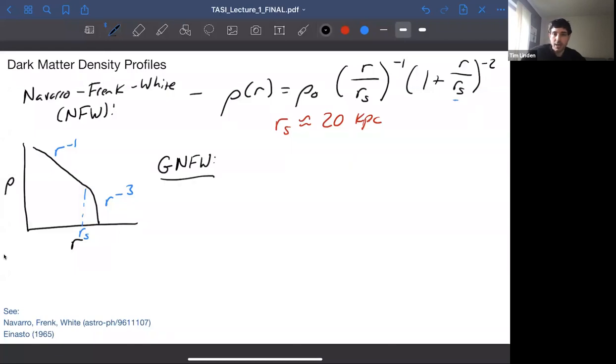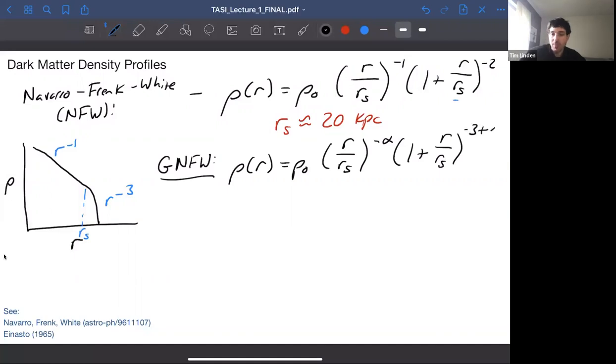Many people will just call this the NFW profile, so you have to be careful as to what people are actually naming things. This is rho of r equals some rho 0, times r over the scaling radius to the minus alpha power, and then 1 plus r over the scaling radius to the minus 3 plus alpha power. This is the same profile in general, except it goes as r to the minus alpha here, where alpha is some number you fit to the data, and then it still goes as r to the minus 3 at some larger radii, and it breaks to the same number.